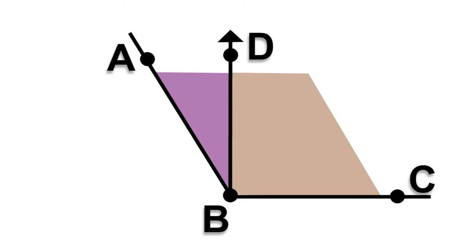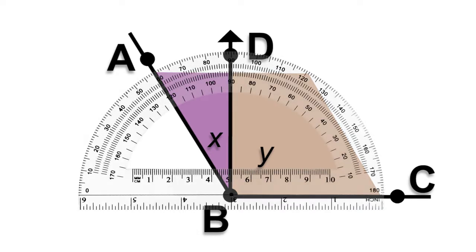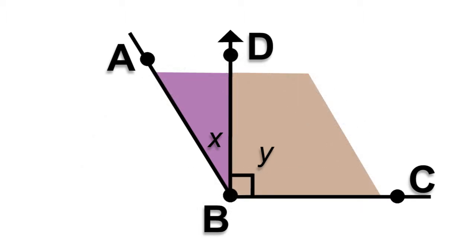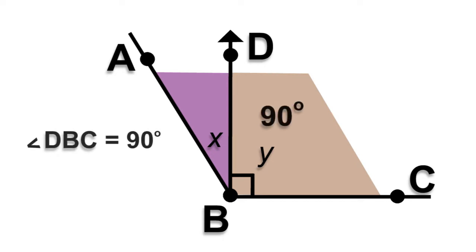To find the measure of the outside angle, ABC, we have decomposed it into two smaller angles. Let's label the unknown angles X and Y. The Y angle looks a lot like a right angle. Let's measure it to make sure it is 90 degrees. Yes, it is 90 degrees. Let's draw a square in the center of the vertex to remind us and label it as 90 degrees. We now know the measure of angle DBC.